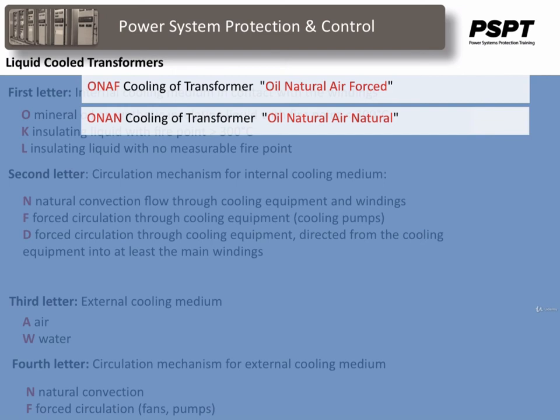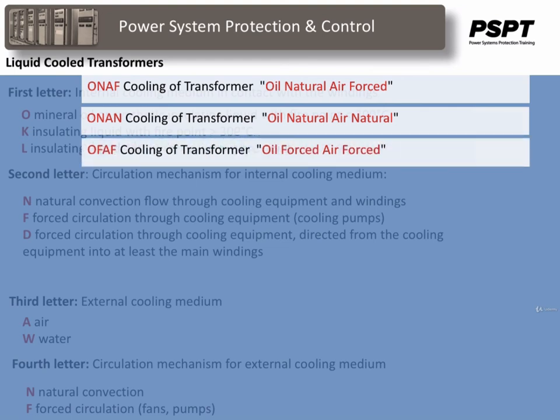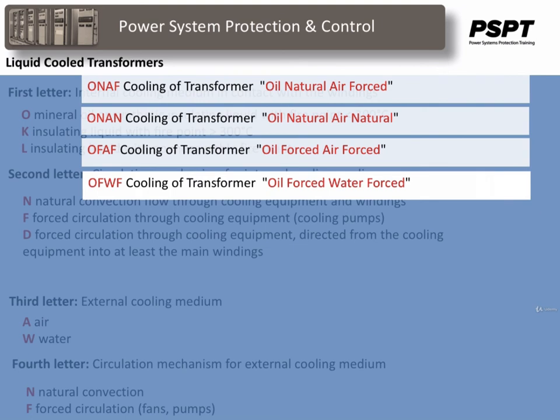ONAN, cooling of a transformer, means oil natural, air natural. These are usually the type of transformers you see hanging on poles in distribution areas where you have the oil circulating naturally through radiators, which would then circulate or radiate the heat off into the air. OFAF, cooling of transformers, oil forced, air forced, and OFWF, cooling of a transformer, oil forced, water forced.